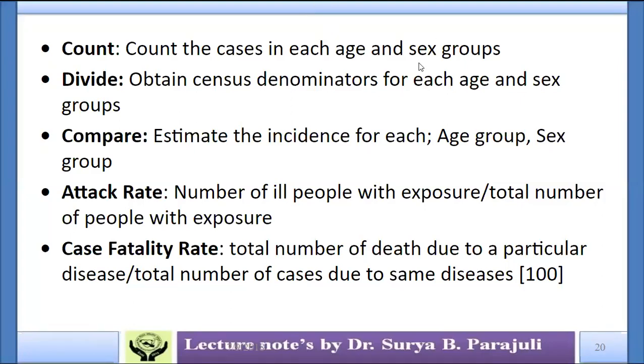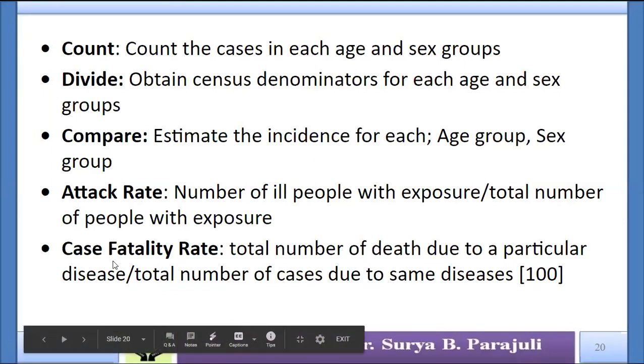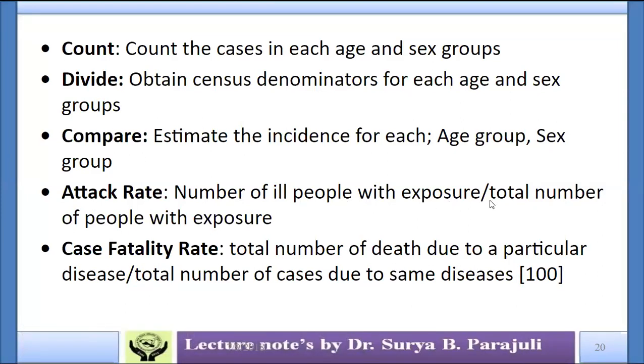Okay. So among females, how many suffered from COVID-19? So we can compare, and we can calculate attack rate and case fatality rate. Attack rate means the number of ill people with exposure divided by the total number of people with exposure. So the total number of people with COVID-19 exposure, and the number of people showing signs and symptoms of COVID-19. So we can find the attack rate.